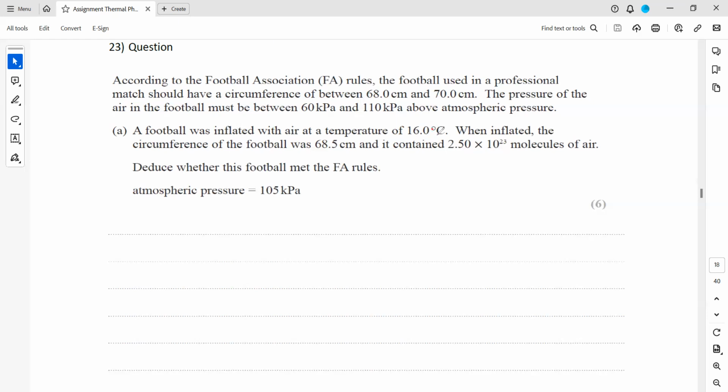the circumference is given 68.5. So circumference is equal to 2 pi r, which is 68.5 centimeters. So we have to convert into meters. So 0.685 divided by 2 pi, where pi is 3.14, and we'll determine the radius. So the radius will be 0.109 meter. That is the radius. From the radius, we'll determine its volume.